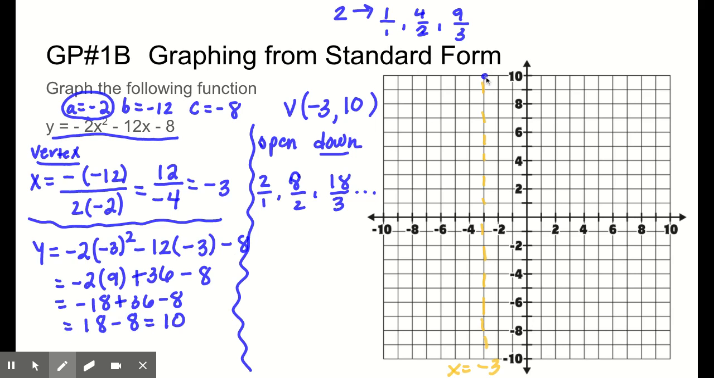Now we can use our graphing pattern moving downwards because our parabola opens down. We're going to move down 2 and over 1 in both directions. Then we go back to the vertex and we're going to go down 8 over 2 in both directions. Going back to the vertex, we're going to go down 18 and over 3 in both directions. Go ahead and connect your points.